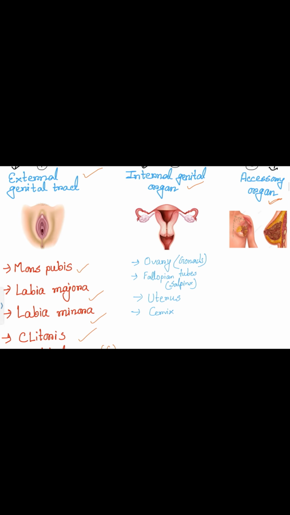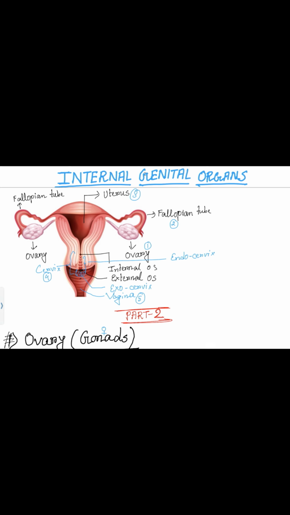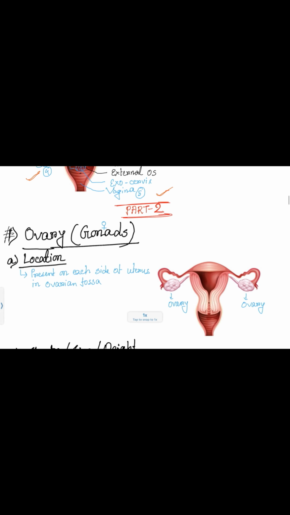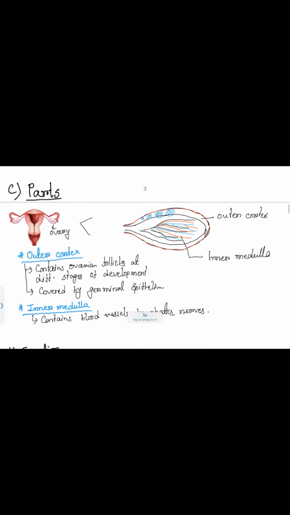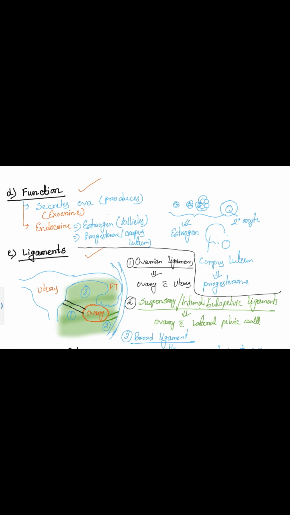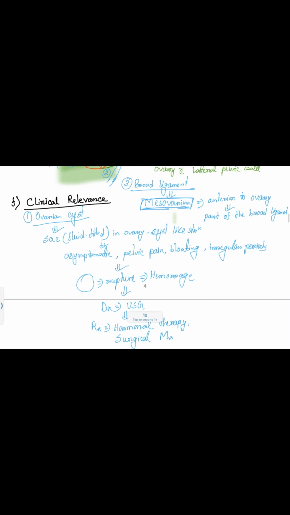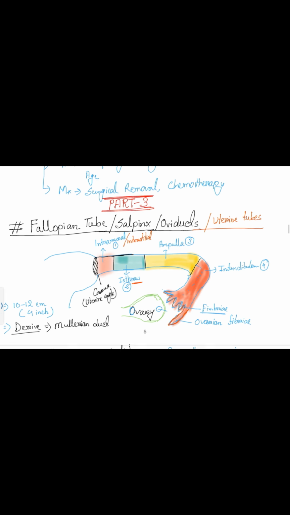From part 2 onwards, we proceeded to the internal genital organs, and there in part 2 we labeled all of them: ovary, fallopian tube, uterus, cervix, and the vagina. In part 2 we discussed in detail the ovary, its location, size, shape, weight, the parts like outer cortex and inner medulla, functions, ligaments attached for its support, and the clinical relevance like ovarian cyst, PCOS, and ovarian cancer.